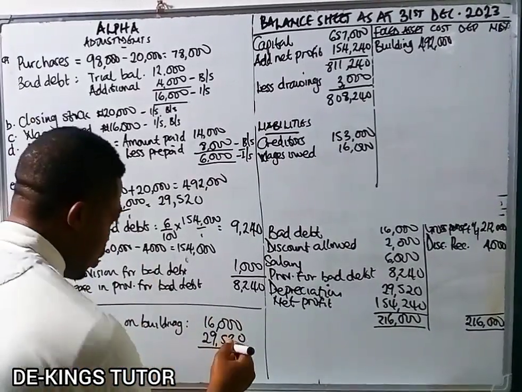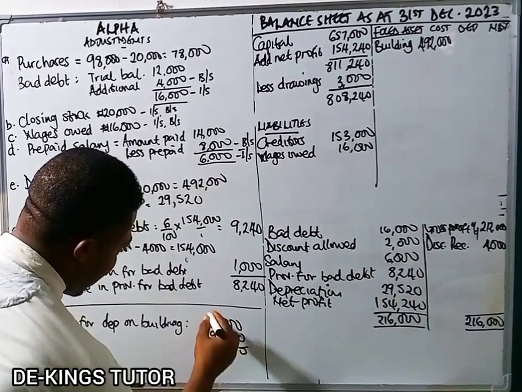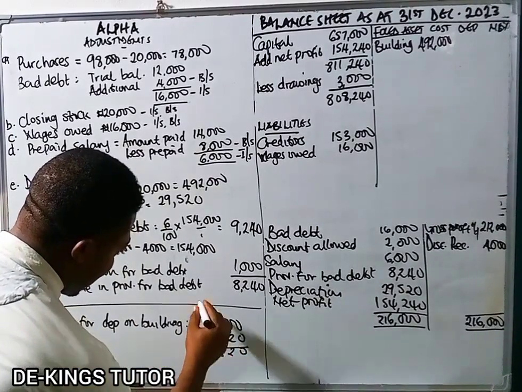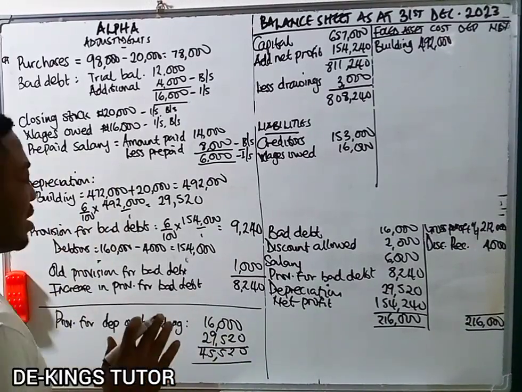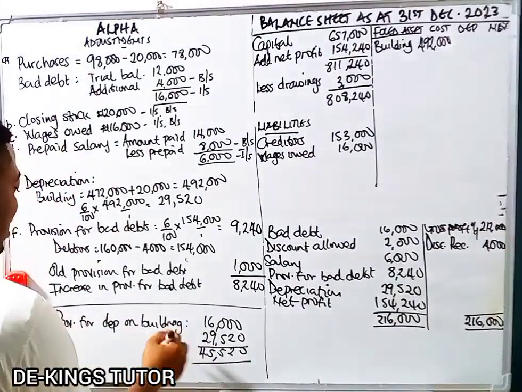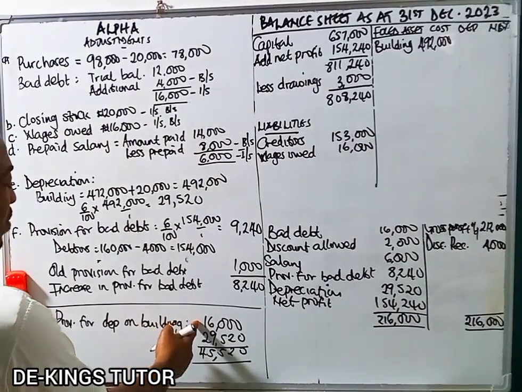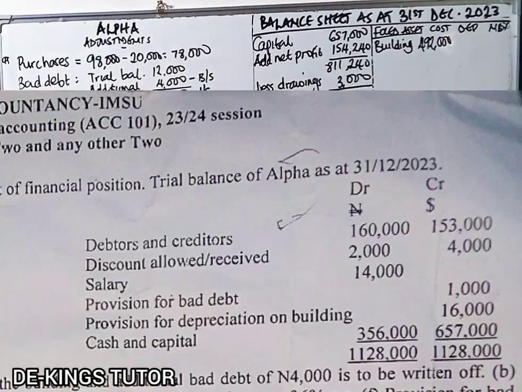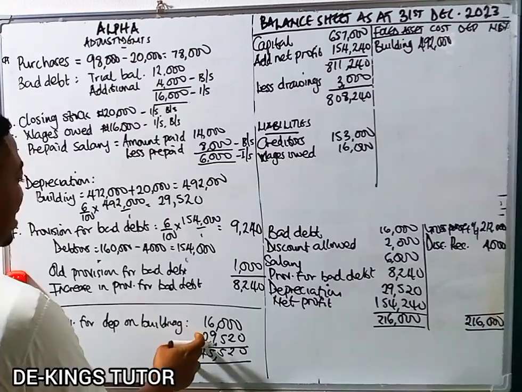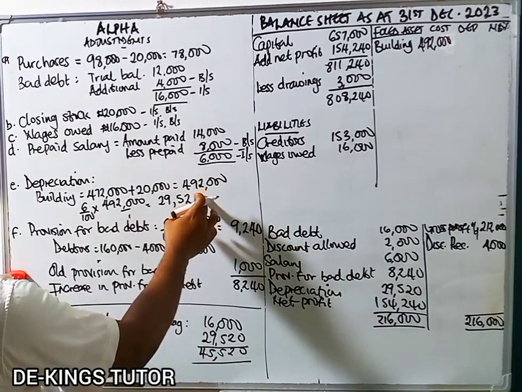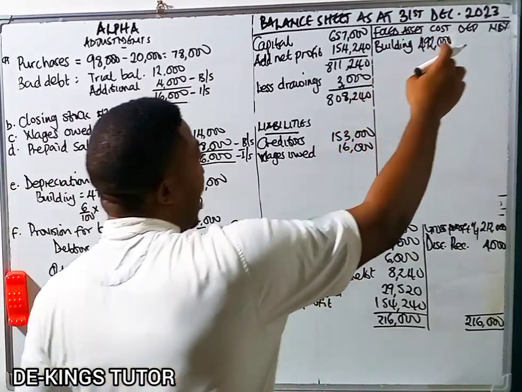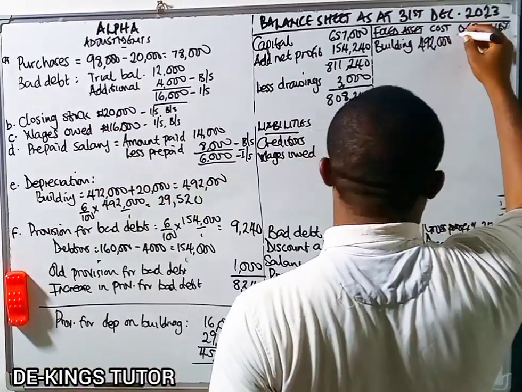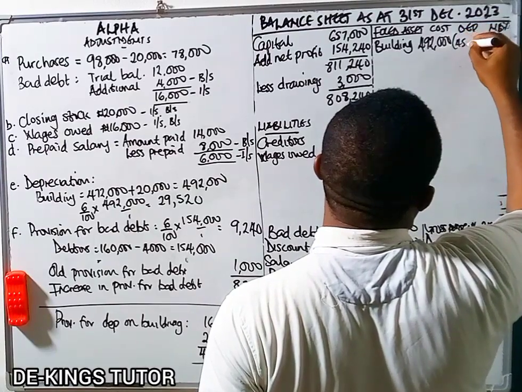If you add them together, that is what is supposed to give us accumulated depreciation. So 16,000 plus 29,520 is 45,520 accumulated depreciation. How did we get this? This is the one from the trial balance, the previous provision for depreciation on building, 16,000. Then we add the current one we calculated, giving the 6%. Both of them give us the accumulated depreciation that will be posted here. So this is now 45,520.